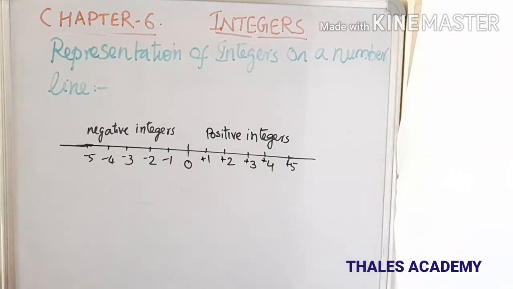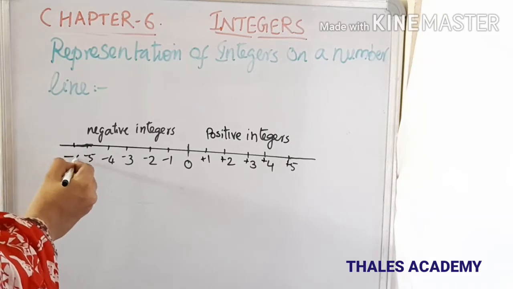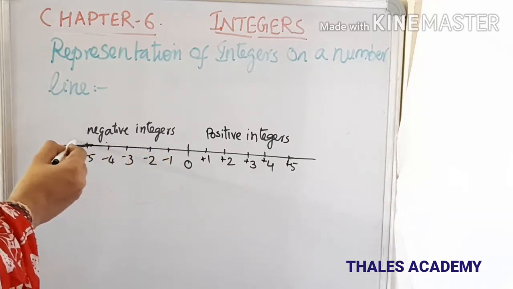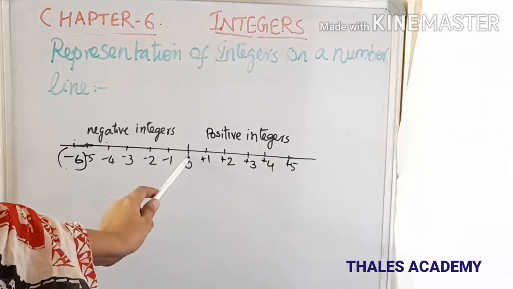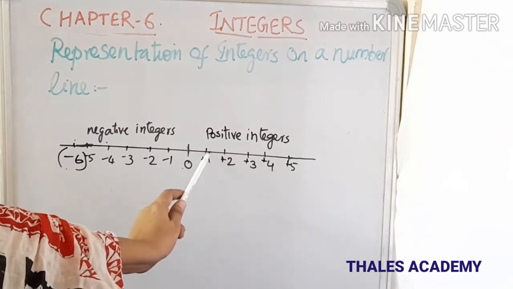In order to mark minus 6 on this line, we have to move 6 points to the left of 0. 1, 2, 3, 4, 5, 6. To mark plus 2 or positive 2, we have to move rightwards of 0 for 2 points. That is 1, 2.